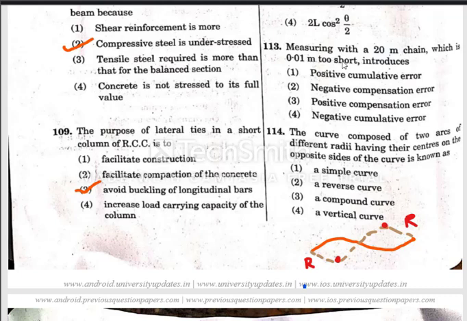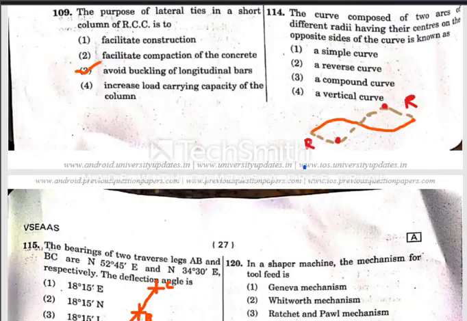Chain length is too short. So it means it is a positive error, and the error occurs in the same direction. It means cumulative. So the answer is positive cumulative error. Option 1 is the correct answer for this question.